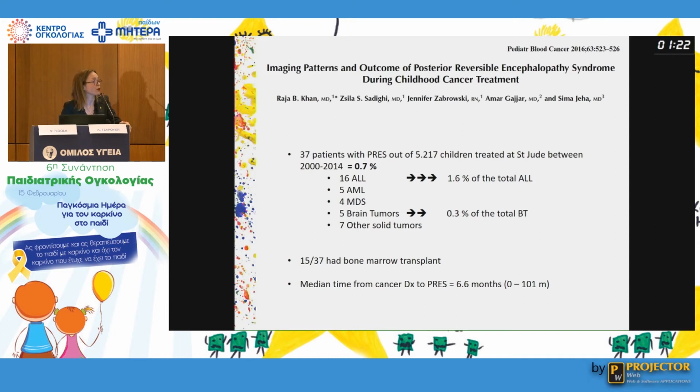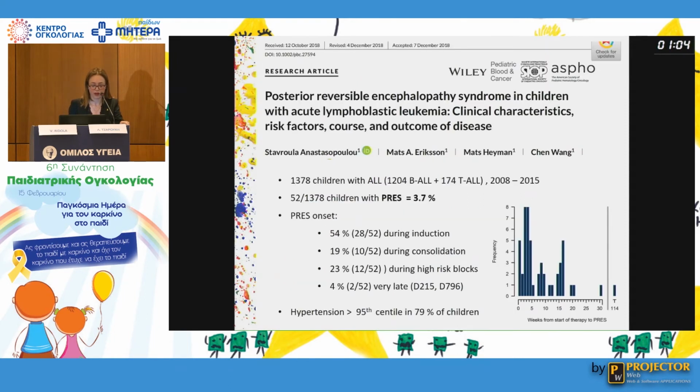15 out of 37 patients had a bone marrow transplant, and the median time from cancer diagnosis to PRES was 6.6 months, knowing that the onset of PRES occurs earlier when it follows standard chemotherapy, and it is usually a bit more delayed when it is associated with bone marrow transplant.